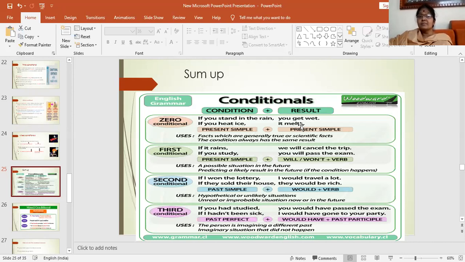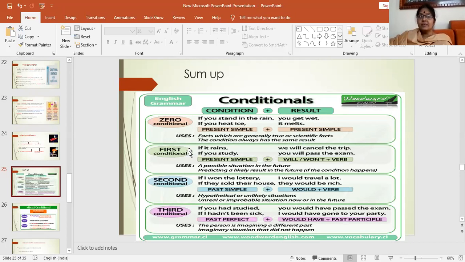It melts. So in zero conditional, the if clause will be in simple present tense and the result will be in simple present tense, both simple present tense. So both the condition and the result will be in simple present tense. For example, if you stand in the rain, you get wet. If you heat ice, it melts.